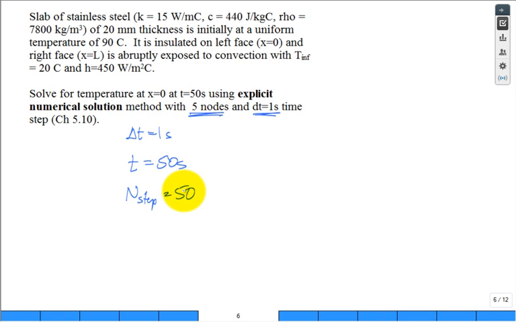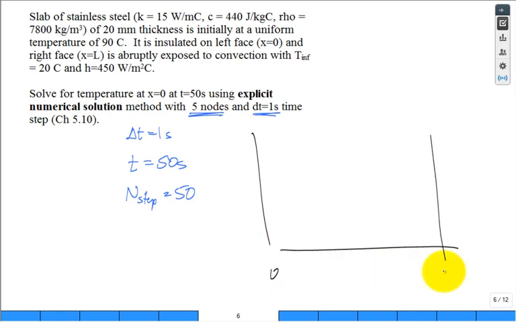That's what we're going to do. Okay, so what you have to do is you take your slab, it goes from 0 to L, and we have to put 5 nodes. You can put them in a crazy location, but what's going to be the easiest? You're going to put 1, 2, 3, 4, 5.